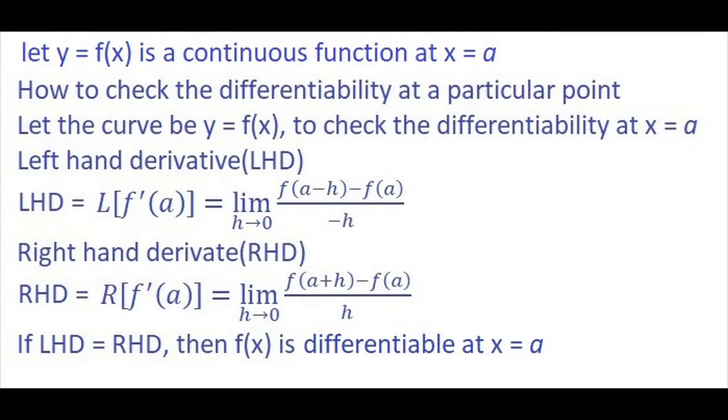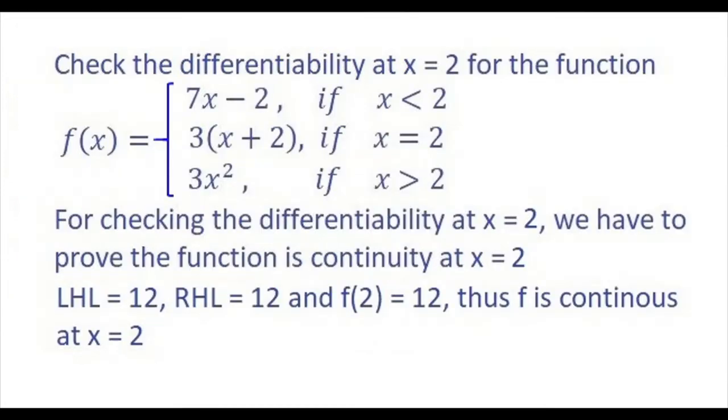So approaching the curve from the left, finding the slope y2 minus y1 by x2 minus x1, that is what f of a minus h minus f of a by minus h, that is LHT. y2 minus y1 by x2 minus x1 from the right, f of a plus h minus f of a by a plus h minus a, that is what h is. If your LHT and RHT are equal, then the function is differentiable at x equal to a.